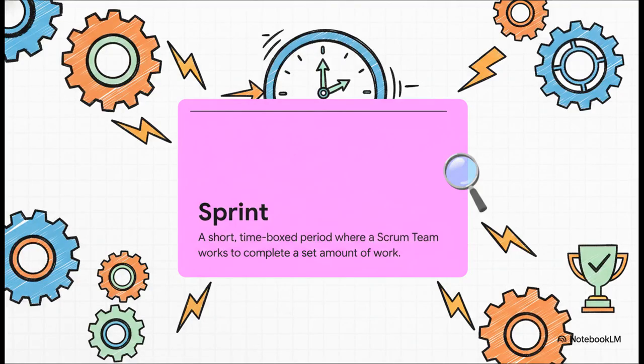So the beating heart of Scrum is this concept called the sprint. Forget about those year-long projects from the waterfall days. A sprint is a short, super focused burst of work, like a mini project, where the team has a crystal clear goal to get a certain amount of work done.